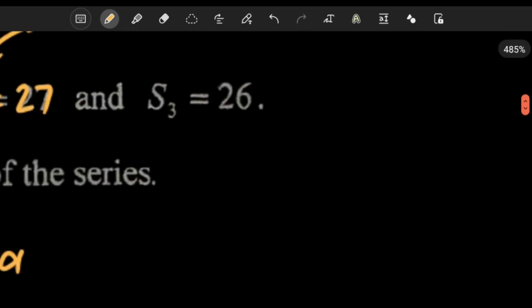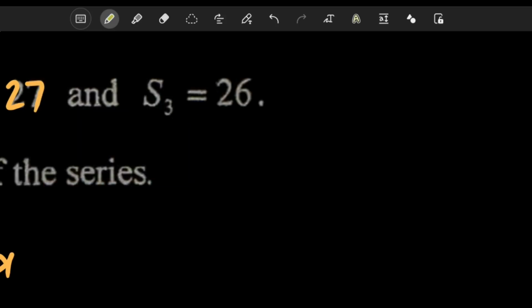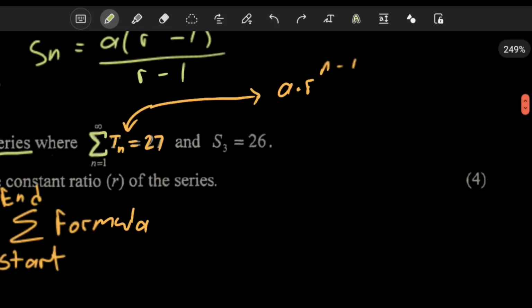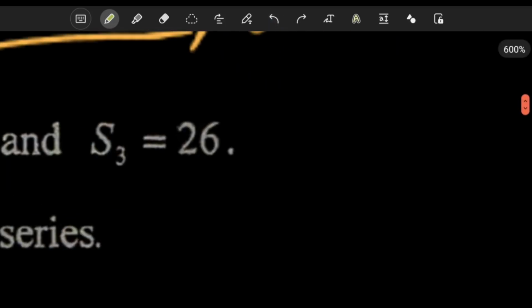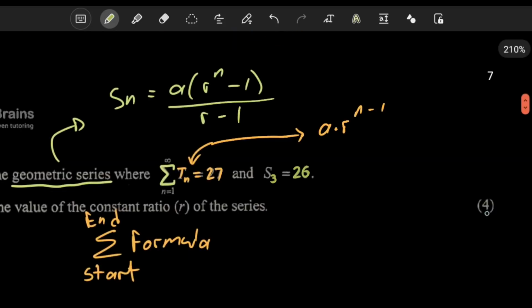Now with this here, clearly this is telling us that the sum of the first 3 terms is equal to 26. Did I just say 3? Oh, come on. The sum of the first 3 terms is 26. So yeah, that's for 4 marks.